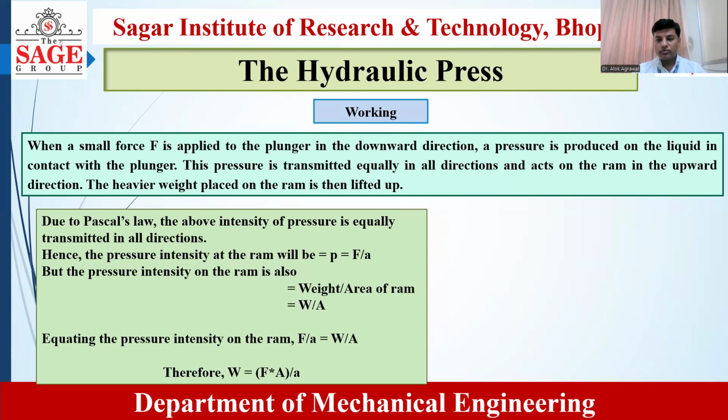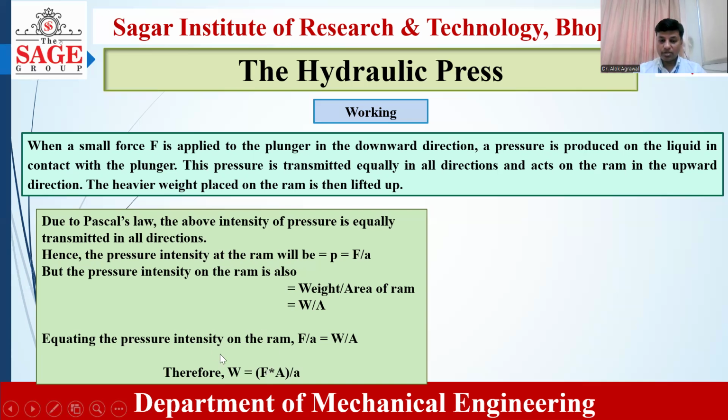So these two will be equal when the condition of equilibrium is reached. That is, when the weight is not going up, not going down, it is at a certain position. So the upward pressure and the downward pressure will remain the same. So we are equating these two pressure intensities on the ram, which is F by a is equal to W by A. And from there, we can see that W is equal to F into capital A by small a.